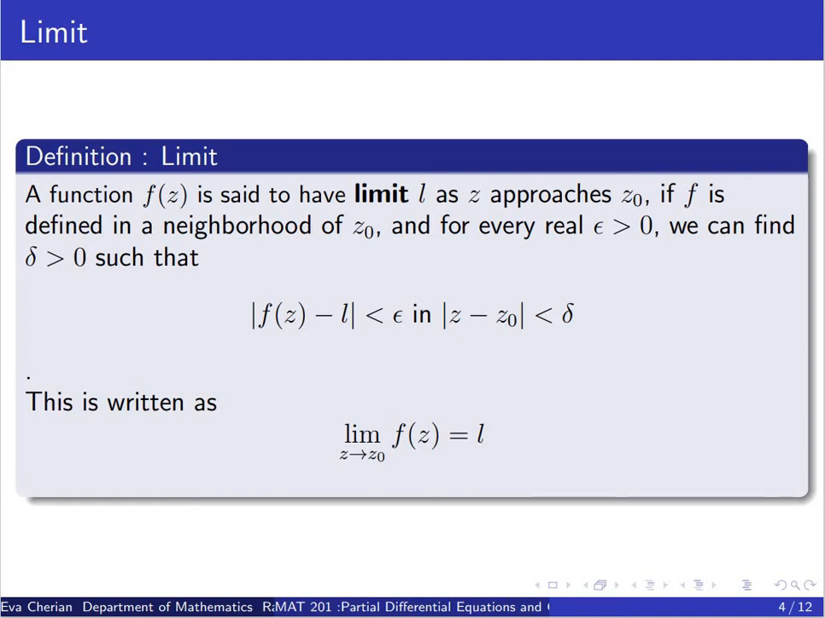Now we look at limit in the complex case. A function f of z is said to have limit L as z approaches z0 if f is defined in a neighborhood of z0, and for every real epsilon greater than 0, we can find delta greater than 0 such that modulus of f of z minus L is less than epsilon whenever modulus of z minus z0 is less than delta. If the limit exists, we write it as limit z tends to z0 f of z equal to L.